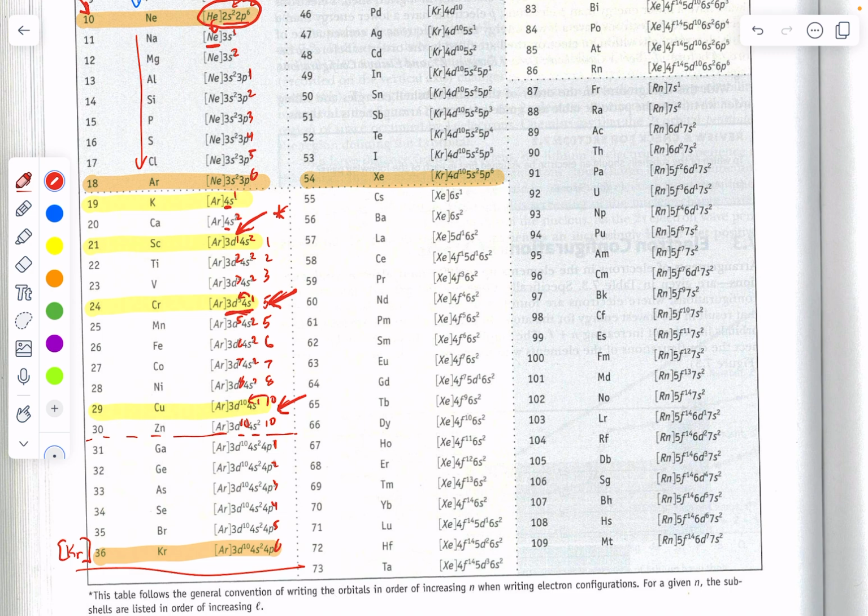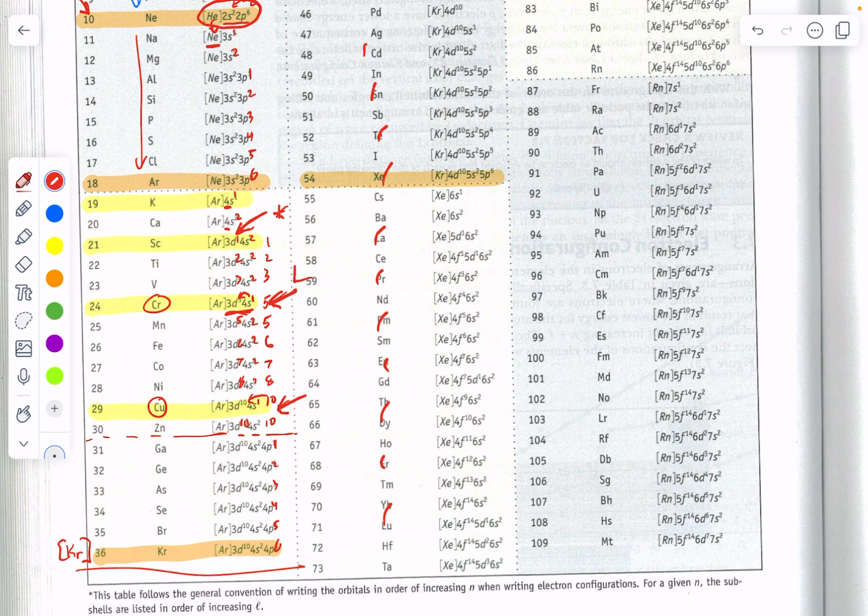So you will need to know for your test the exception for chromium and the exception for copper. Now, as you go through the rest of this chart, you're going to see more and more times where there is borrowing from an outer shell to either half fill or entirely fill an inner subshell. But you don't have to memorize those, because those become more and more frequent and are not as easy to predict.